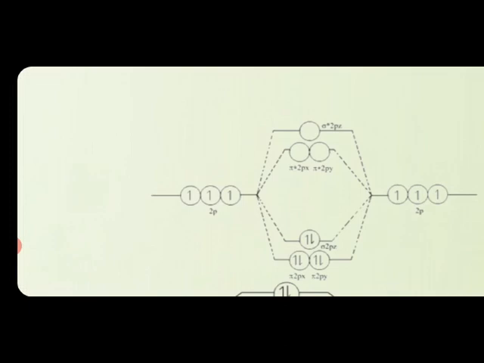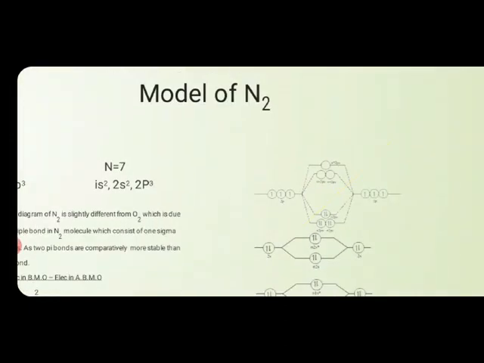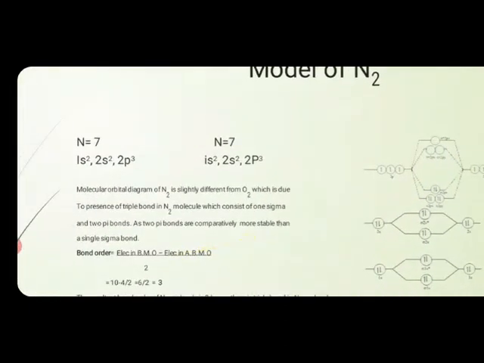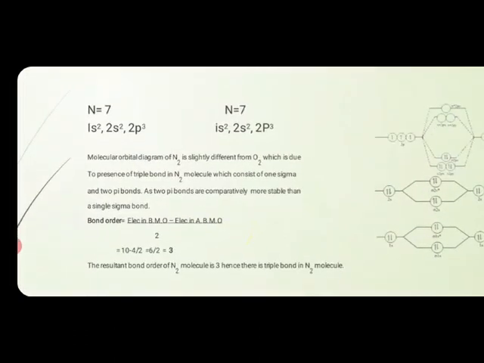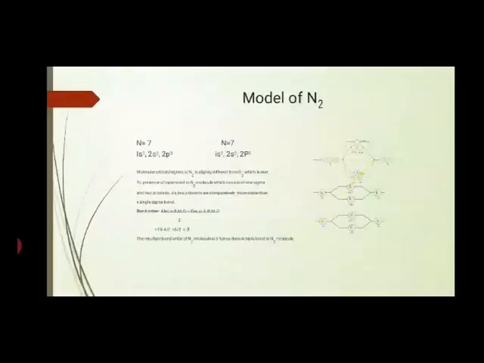So in the p orbitals there are basically a total of 6 electrons, and these are all located in the bonding molecular orbitals. So there is no electron left in the antibonding molecular orbitals. Now proceed toward the bond order. There are 10 electrons in the bonding molecular orbitals and 4 in the antibonding, and their difference divided by 2 is equal to 3. So the resultant bond order for the N2 molecule is 3. Hence there is a triple bond in the nitrogen molecule.